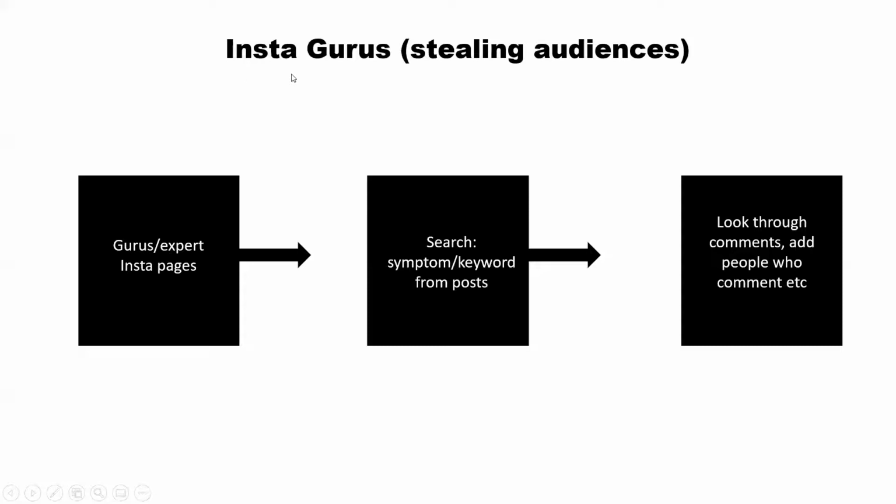All right, so let's look at what we do on Instagram. So that's Facebook. Let's look at Instagram. We can steal audiences on Instagram. So we're going to go to Instagram gurus. We're going to look at the gurus' and experts' Instagram pages. We're going to search the symptom or the keyword from their posts. So I'm going to go through all their posts, look for an announcement that says to overcome anxiety, just do these 3 things. I'll look through all the comments and add people who comment. Because why would someone comment on an anxiety post if they didn't have it? See my thinking here, guys?